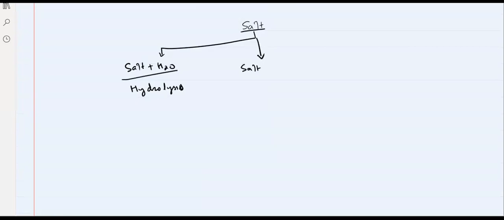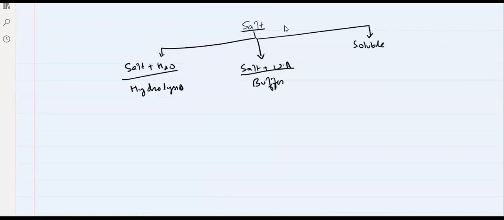First we will talk about salt plus water, which is basically hydrolysis. The second is salt plus weak acid, which was your buffer. The third will be soluble salts. I'll just adjust my writing pad. Now we have already studied hydrolysis as well as buffer, so we have already studied these two.